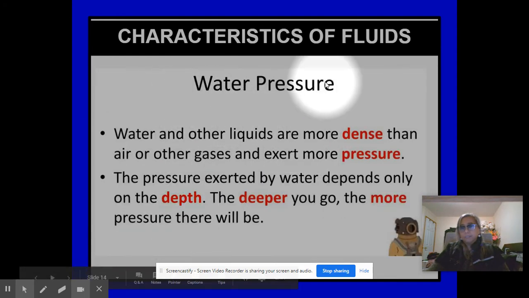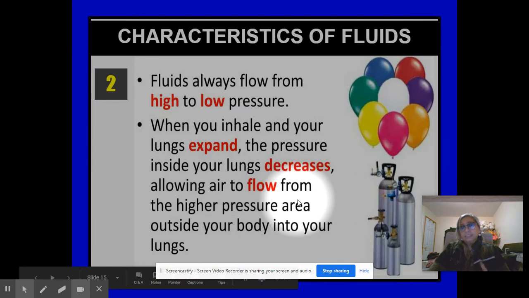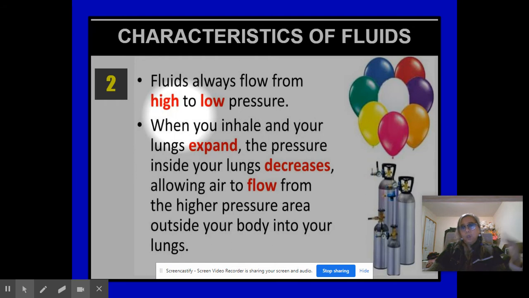Now, water pressure, right? So, water and other liquids are more dense than air or other gases and exert more pressure. The pressure exerted by water depends only on the depth. The deeper you go, the more pressure there will be. Second characteristic of fluids. Fluids always flow from high to low pressure. When you inhale, like that, and your lungs expand, the pressure inside your lungs decreases, allowing air to flow from the higher pressure area outside of your body into your lungs.